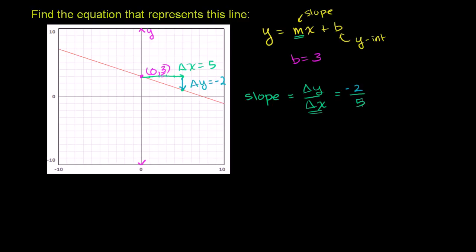So we figured out the slope. We figured out the y-intercept. We can now write the equation that represents this line. It is y is equal to negative 2/5 times x. That's m right there, plus b. b is 3, plus 3. And we are done.